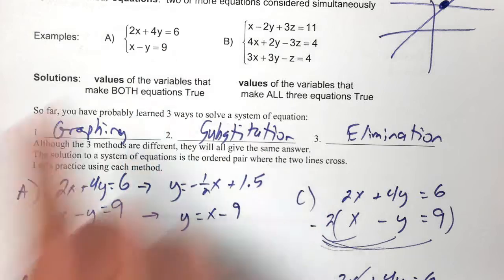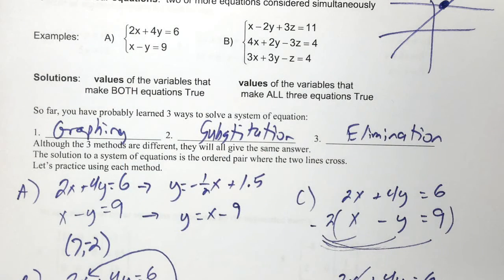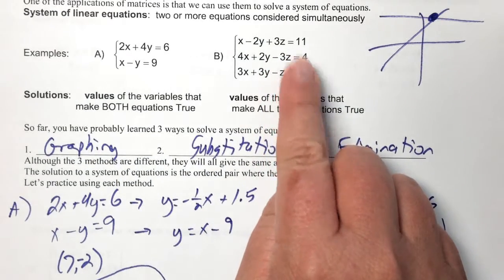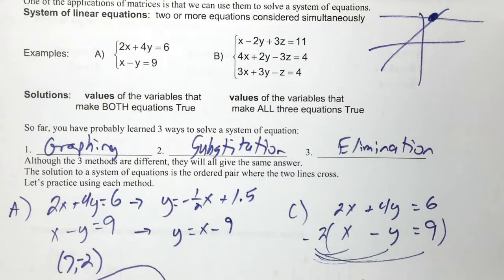As much fun as that was, I don't particularly want to do that for this 3 by 3 system here where there's 3 variables. So let's see if there's some other ways that we can do it using matrices.